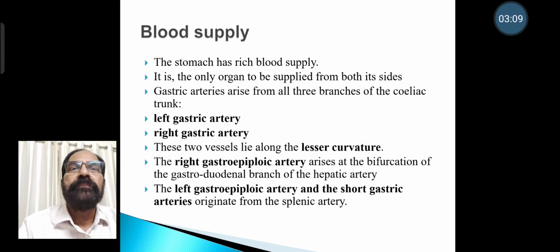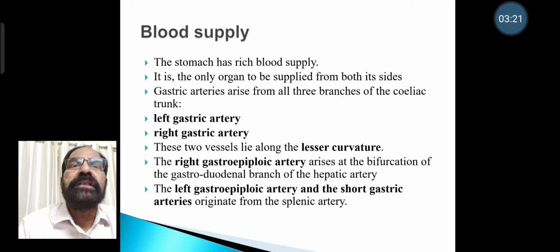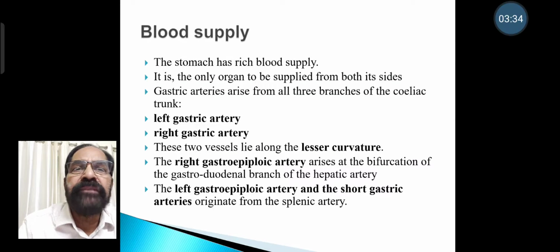Then coming to blood supply. The stomach has rich blood supply. It is the only organ to be supplied from both of its sides. Gastric arteries arise from all three branches of the celiac trunk. The left gastric artery, right gastric artery. These vessels lie along the lesser curvature. The right gastroepiploic artery arises at the bifurcation of gastroduodenal branch of the hepatic artery, common hepatic artery. The left gastroepiploic artery and the short gastric arteries originate from the splenic artery.